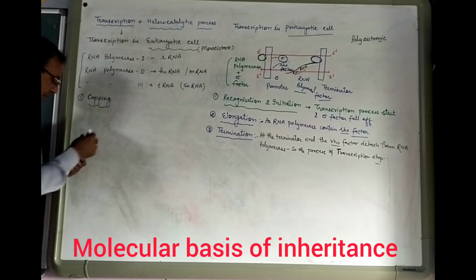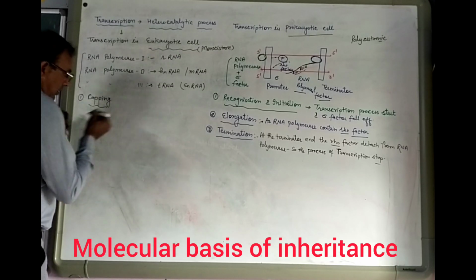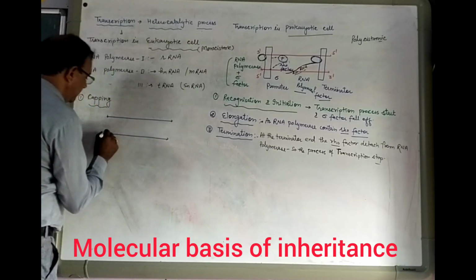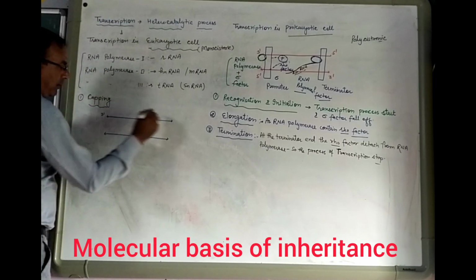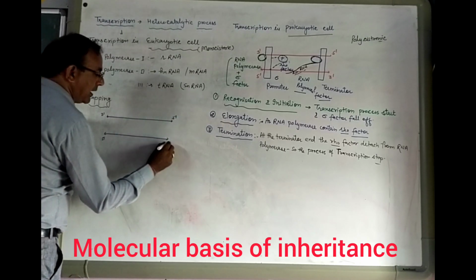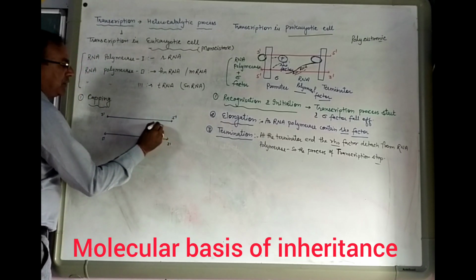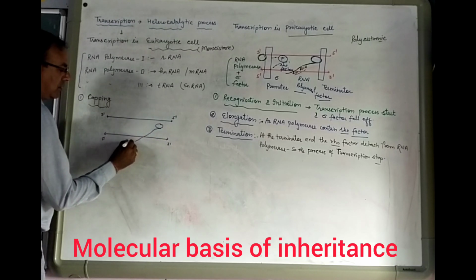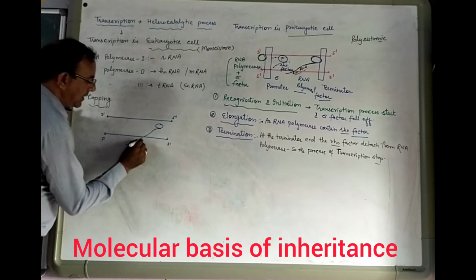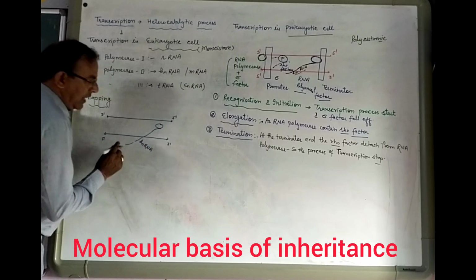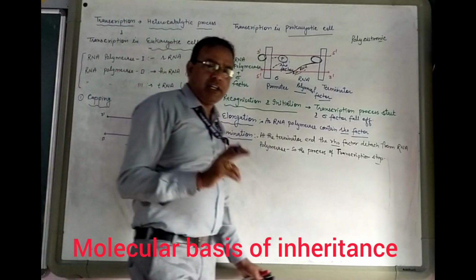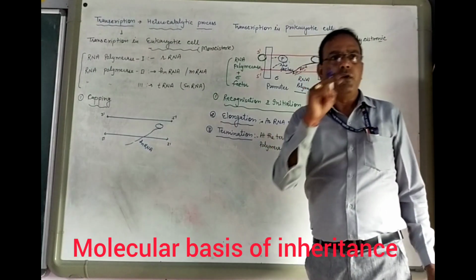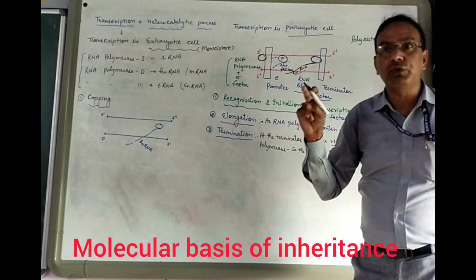What is capping? As we have seen, suppose this is the double-stranded DNA. It contains 3' to 5' and 5' to 3'. The RNA polymerase enzyme synthesizes the hnRNA. This one line is the nascent RNA. And always transcription, replication, this process always occurs from 5' to 3'.